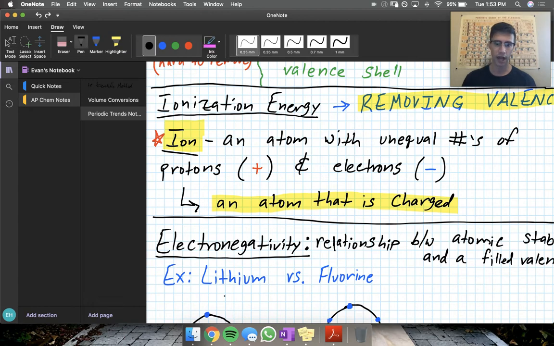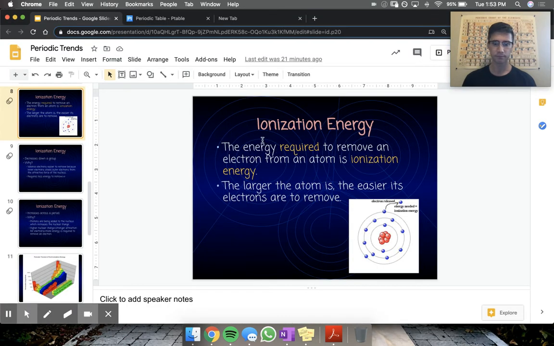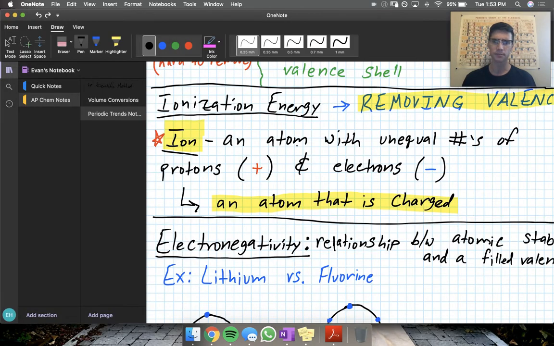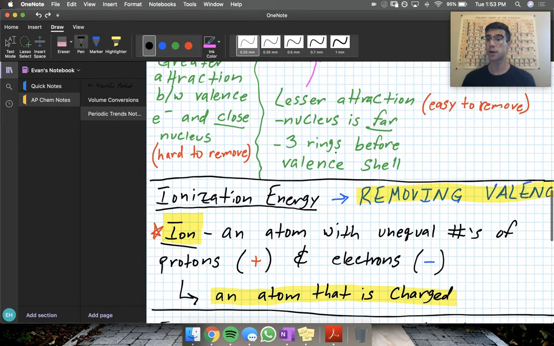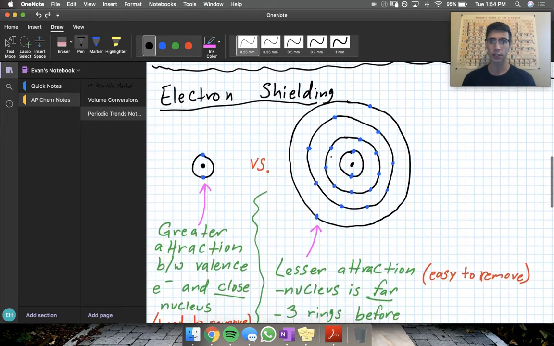So let's take a look at this trend. Ionization energy is the energy required to remove an electron from an atom. That is the definition. The larger the atom is, the easier its electrons are to remove, which hopefully makes sense because this is coming straight from what we talked about with electron shielding.